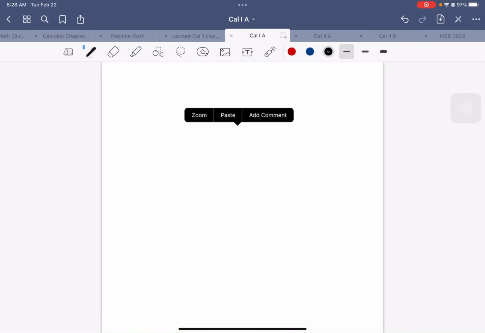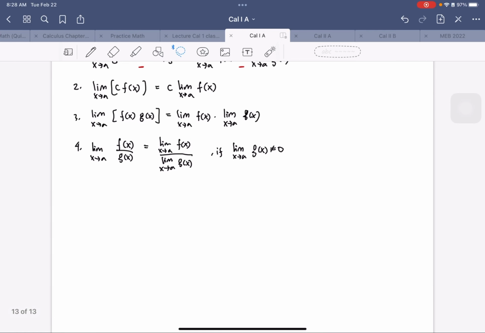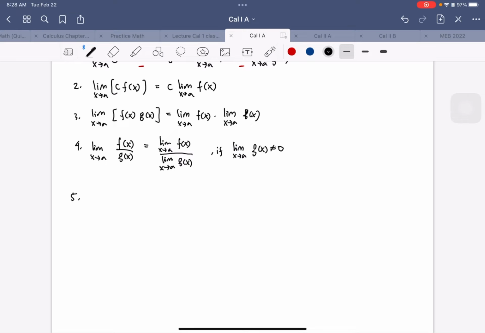Let me, this is just a review, properties of limits. There's another property, let me write 5. That is the limit as x approaches a of f of x with a power n. We can write this as the limit to the power n, and we can write n as a positive integer.